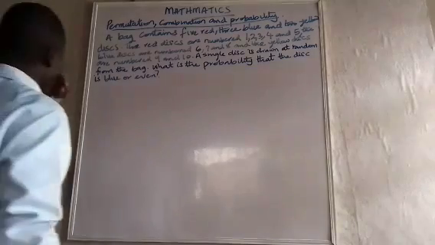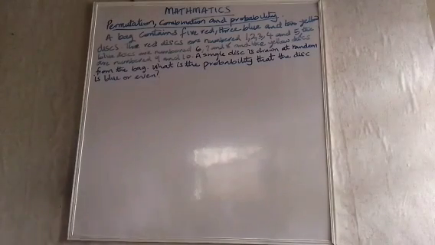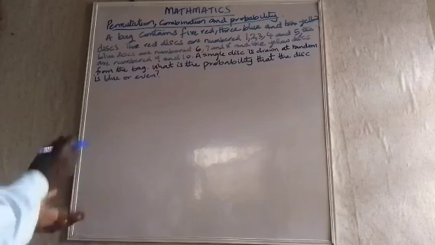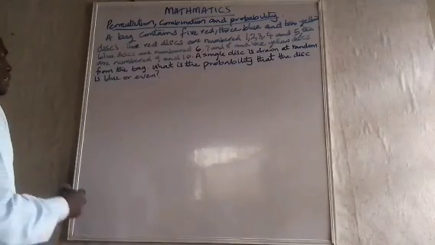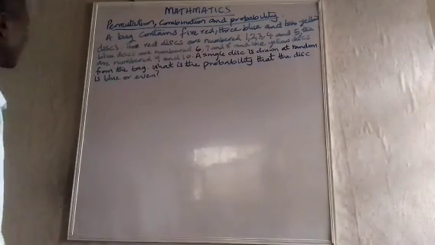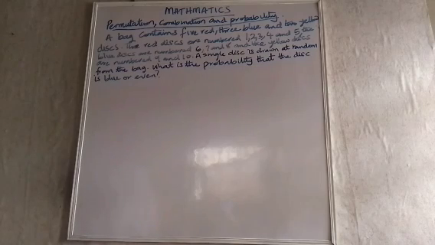Now we have a question. It states, a bag contains 5 red, 3 blue, and 2 yellow discs. The red discs are numbered 1, 2, 3, 4, and 5. The blue discs are numbered 6, 7, and 8. And the yellow discs are numbered 9 and 10. A single disc is drawn at random from the bag. What is the probability that the disc is blue or even?